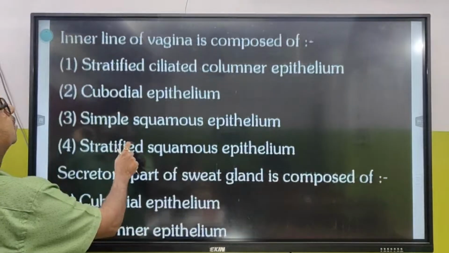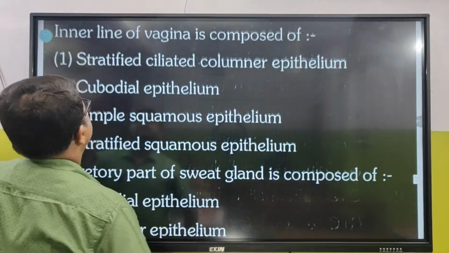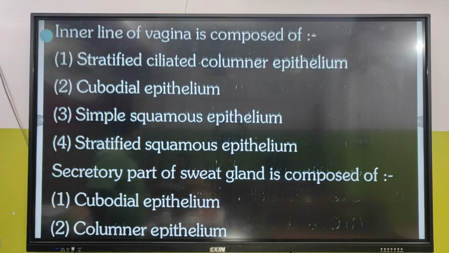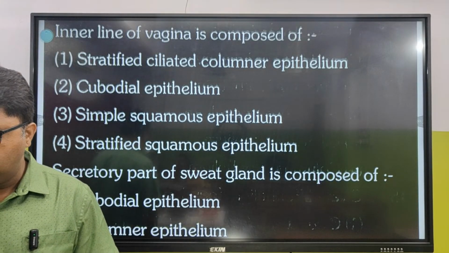Inner lining of vagina is composed of. I know I'm too much funny. Wanna join?